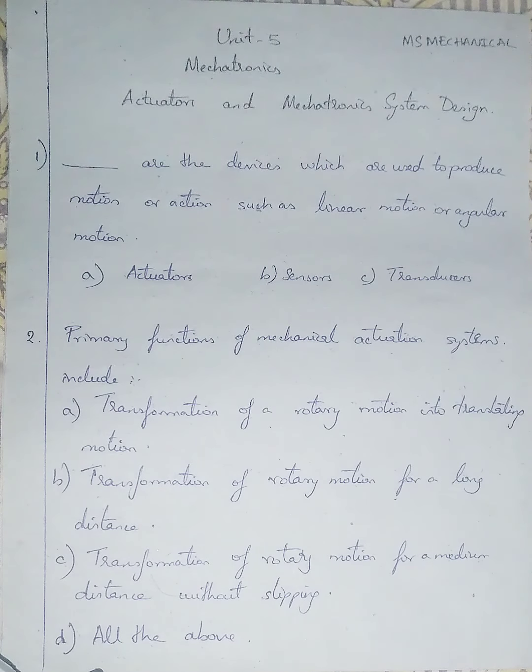Option A is actuators, option B is sensors, and option C is transducers. We know sensors are used for sensing the motion, and transducers are used for sensing the surfaces or for measuring whether there are any discontinuities or imperfections. For this purpose we'll be using transducers. But actuators are the devices which are used to produce motions or actions, so I'm going with option A, actuators.